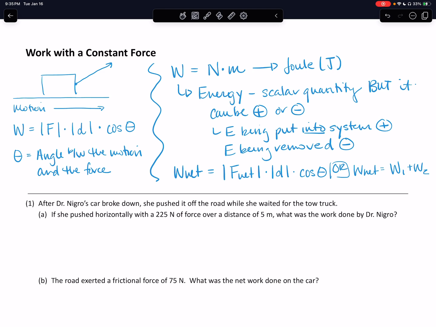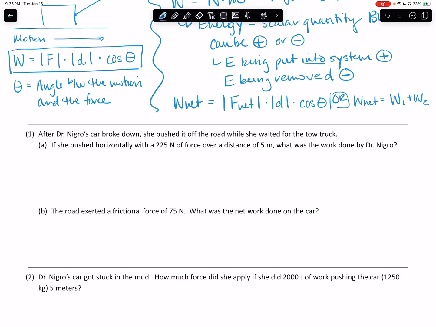All right, but again, the formula is the force times the displacement times the cosine of the angle between the motion and that particular force. All right, so let's try a couple.